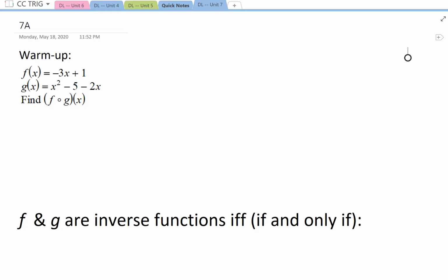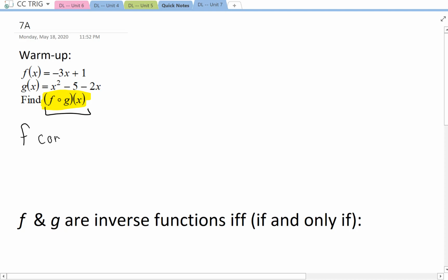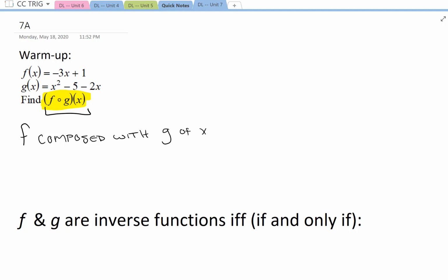So for Unit 7, we're going to review some important algebra concepts and kind of dip our toes into pre-calculus concepts. So this is a review, but many of you may have forgotten, what does this mean? So you have the f function, the g function, and they said find this. Well, this is the composition. So it's f composed with g of x, meaning f and g are both functions of x, and what you're going to do is put the g function inside the f function wherever you see the variable x.